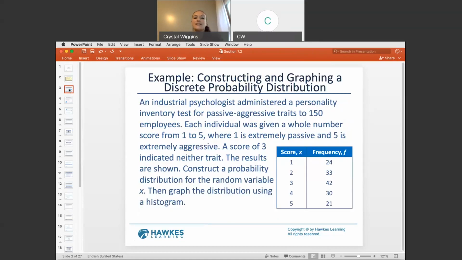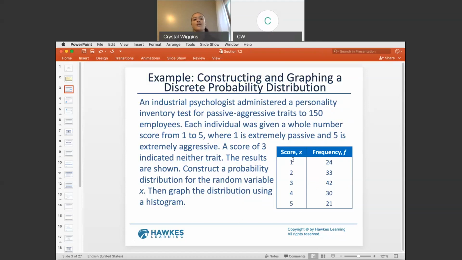So let's take a look at this example. An industrial psychologist administered a personality inventory test for passive-aggressive traits to 150 employees. Each individual was given a whole number score from 1 to 5, where 1 is extremely passive and 5 is extremely aggressive. A score of 3 indicated that they had neither trait, so they were more neutral. The results are shown in the table over here to the right, and our task is to produce a probability distribution for this frequency distribution.